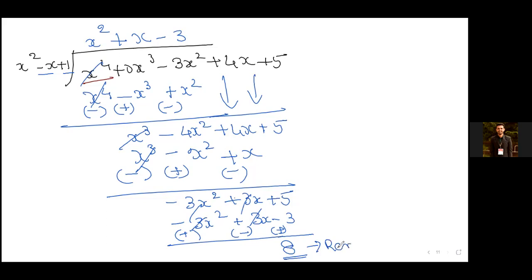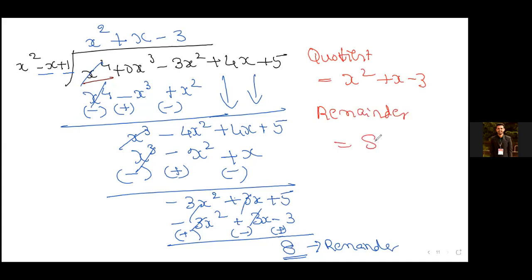So this is the remainder. Therefore, the quotient is x square plus x minus 3 and the remainder is equal to plus 8. This is how we divide p of x by g of x.